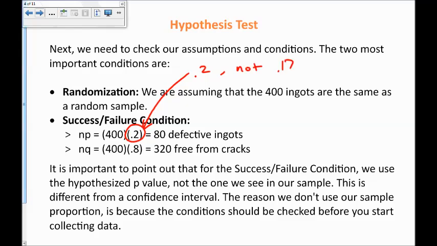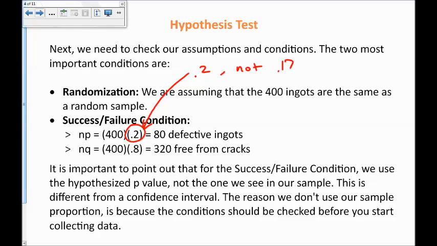Okay, and it's important that this is different from a confidence interval. In a confidence interval, your n times p and your n times q for the success failure condition come from your p hat, from your sample. In a hypothesis test, we are assuming that p is a certain value, and we are doing all of our calculations assuming that that hypothesized p-value is the true p-value. So this is different from a confidence interval.